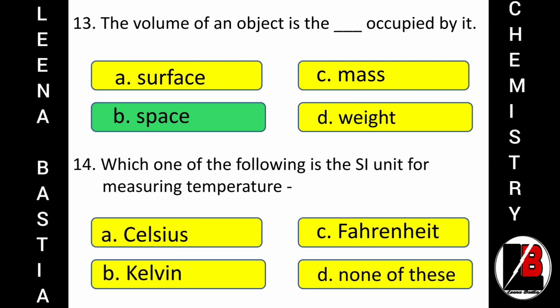Okay, question number 14. Which one of the following is the SI unit for measuring temperature? Right. So the options are Celsius, Kelvin, Fahrenheit, none of these. Answer is Kelvin.